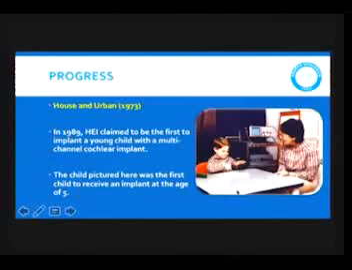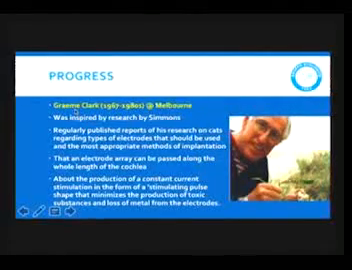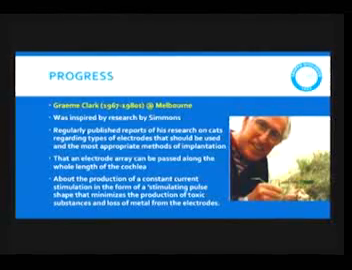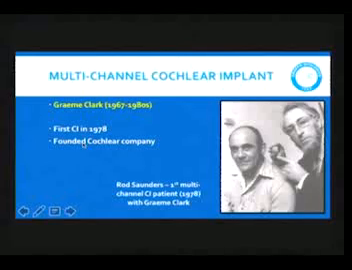House and Urban also went on to implant the first child in 1973 at the age of 5 years. Graham Clark has to be mentioned in the history of cochlear implants, because he did a lot of work simultaneously when House was doing his studies. He published a lot of papers, and he came up with his cochlear implant, which was a completely different phenomenon from the House implant. He did his own work, and he implanted his first patient called Rod Saunders, and this led to the formation of the company called Cochlear.